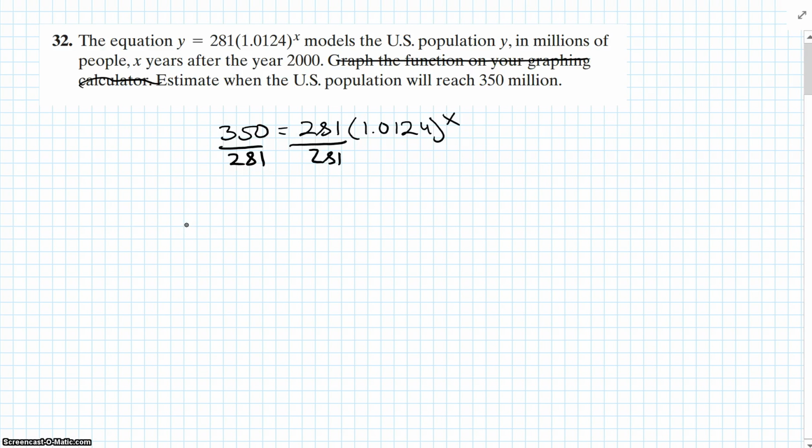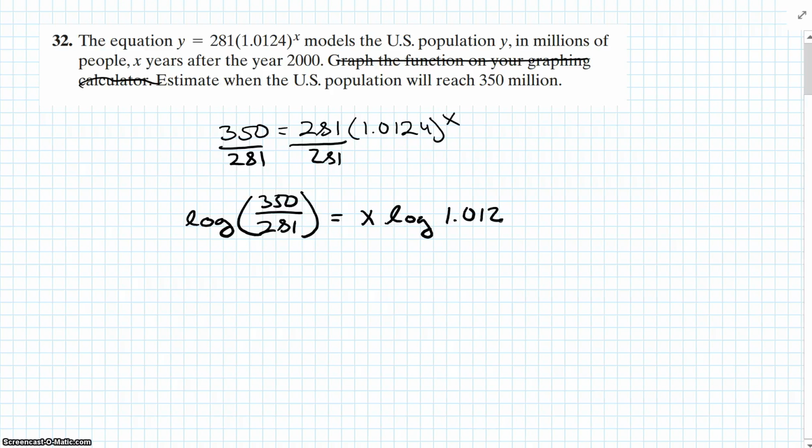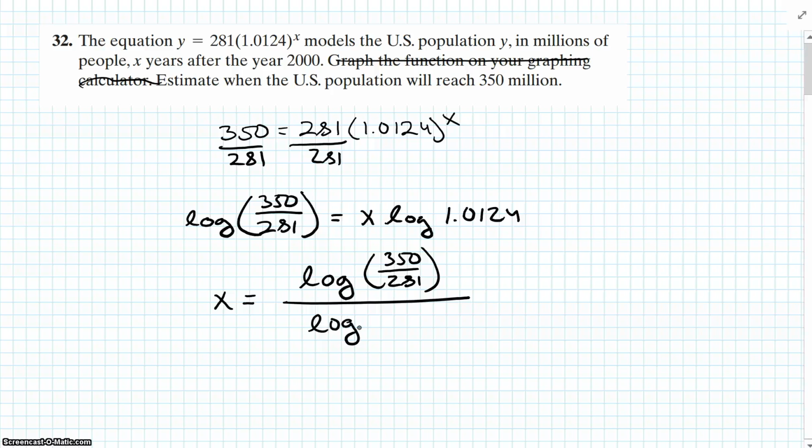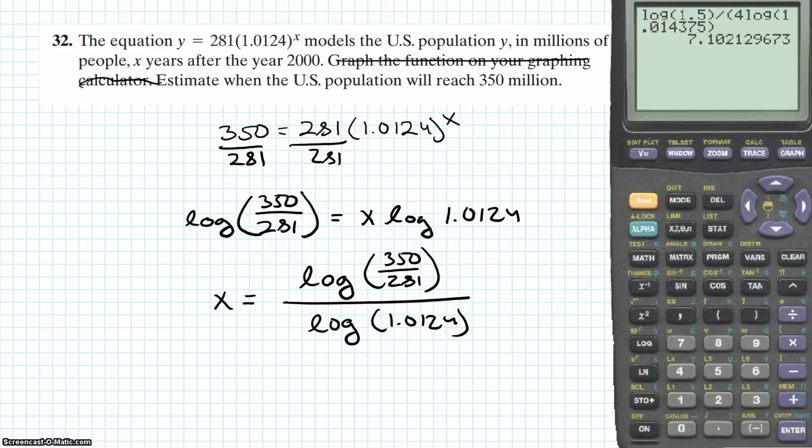All right, then we're going to take the log of both sides. So I have the log of 350 over 281 equals x times the log of 1.0124. So x is nothing more than the log of 350 divided by 281 all over the log of 1.0124. So let's see if we can plug that in our calculator.